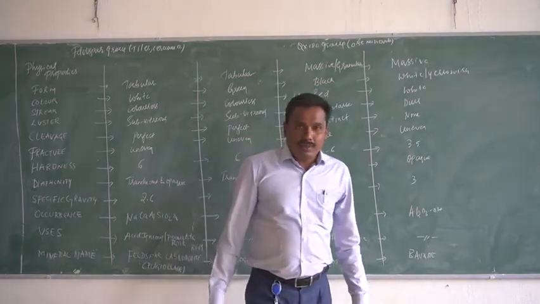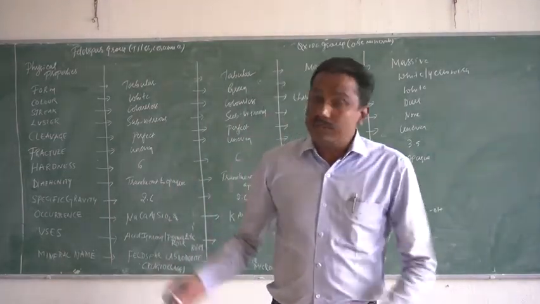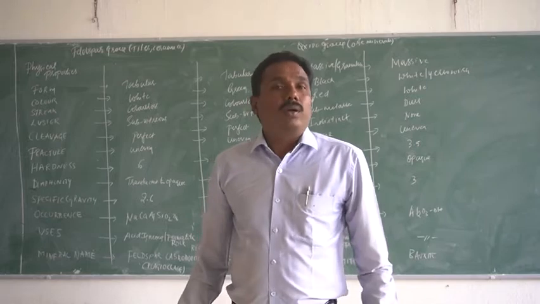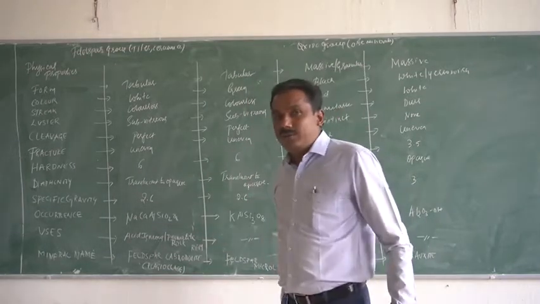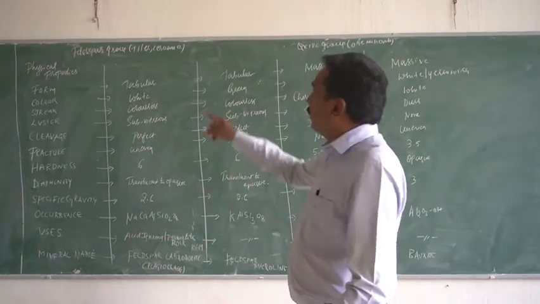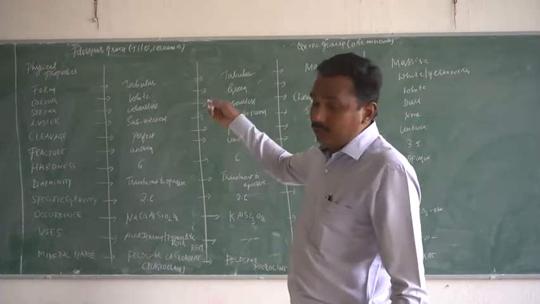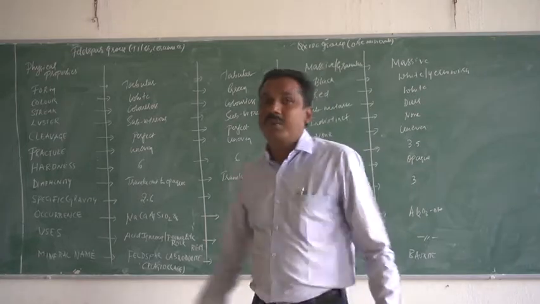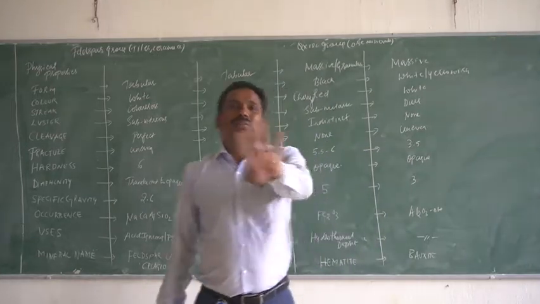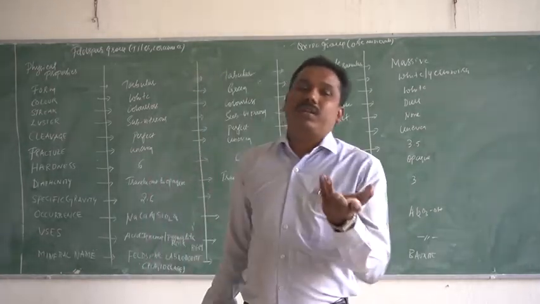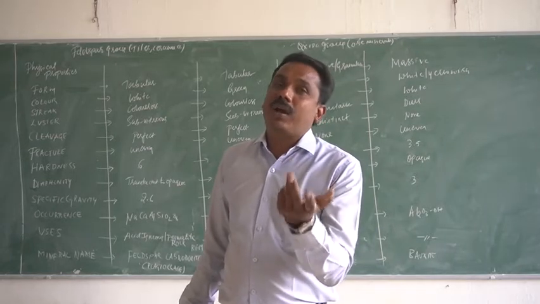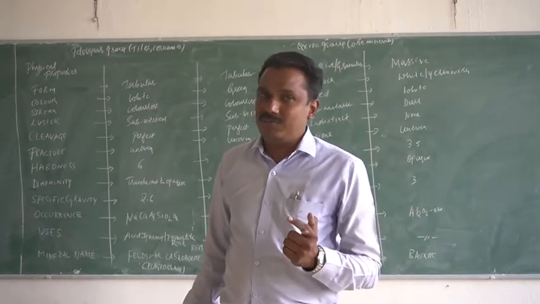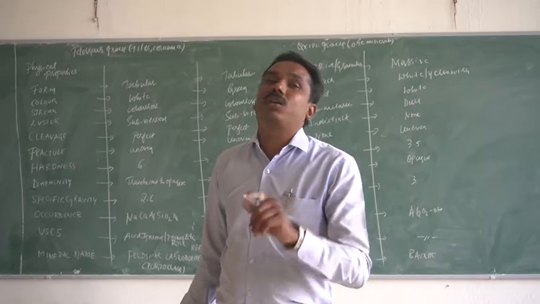Hello. In the last class, I was telling you about the quartz group. Further, it is a continuation of this class. Today, in this class, I am going to explain about the feldspar group and the oxide group. In the feldspar group, there are plagioclase feldspar, orthoclase feldspar, and microcline feldspar. And again, in microcline feldspar, there are two varieties.